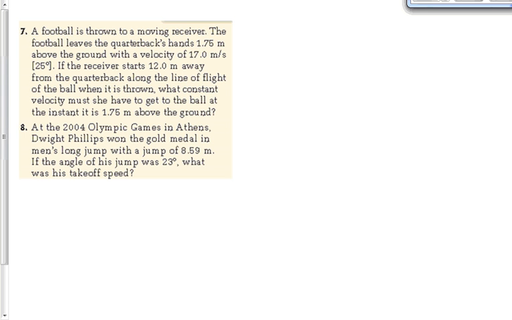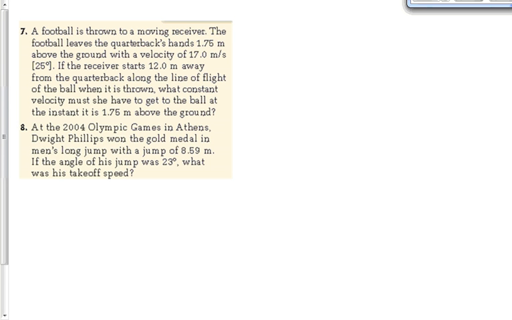And finally, we had questions 7 and 8 here. 7 says a football was thrown. Oh, this is a tricky one, too. Both 7 and 8 are tricky. A football was thrown to a moving receiver. The football leaves the quarterback's hands 1.75 meters above the ground with a velocity of 17 meters per second. The receiver starts 12 meters away.